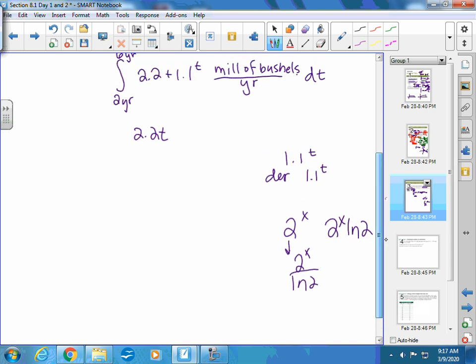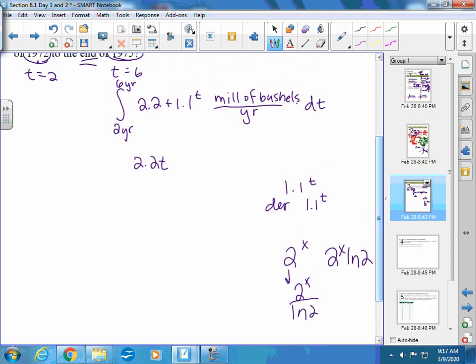Okay, so now let's do it with the 1.1. What's the antiderivative of 1.1 to the T? Divided by natural log of 1.1. You know how with chain rule, if you have something like e to the 2x, the derivative is e to the 2x times 2, right? But the antiderivative is e to the 2x divided by 2. So instead of multiplying, you're dividing because you're going in the opposite direction, right? That's exactly what's happening on this one right here.